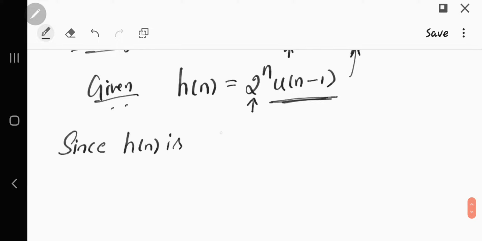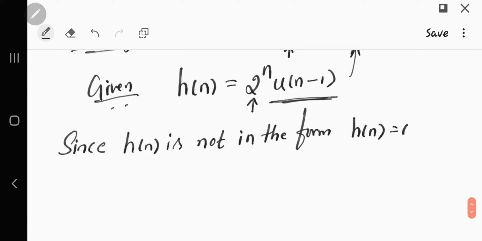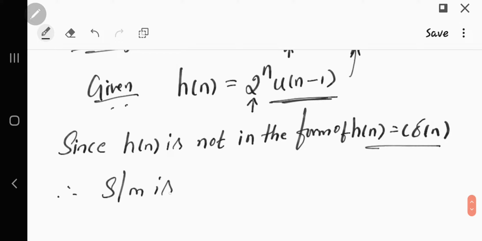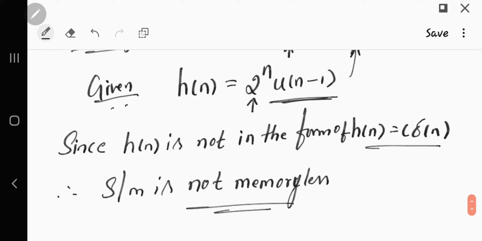Since h of n is not in the form h of n is equal to c into delta n. Since h of n is not in the form of this, therefore the system is not memoryless, or you can write it as the system possesses memory. Both suit better. Whichever you find comfortable, you can go with this. That is, the system is not memoryless, or you can conclude that the system possesses memory.